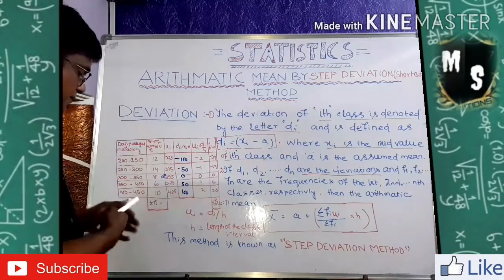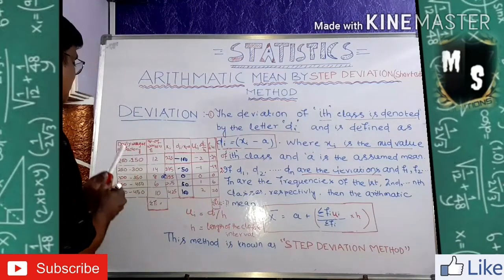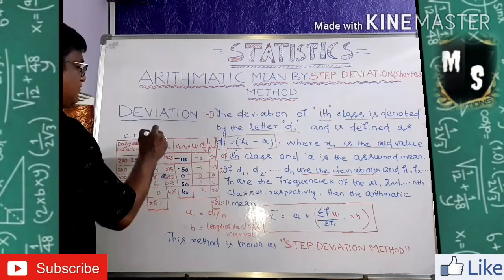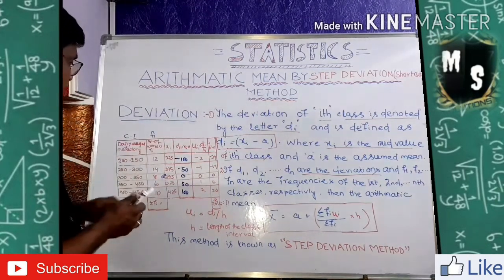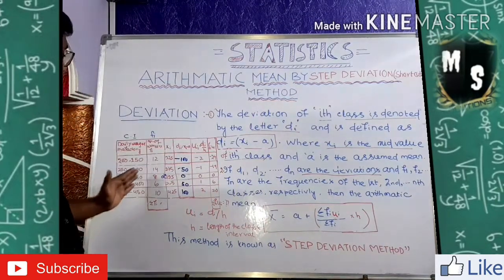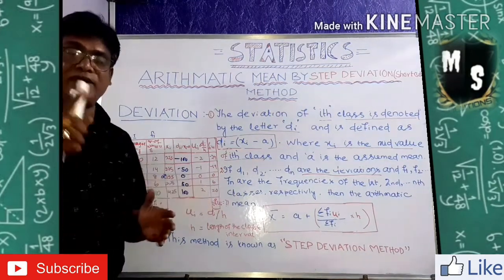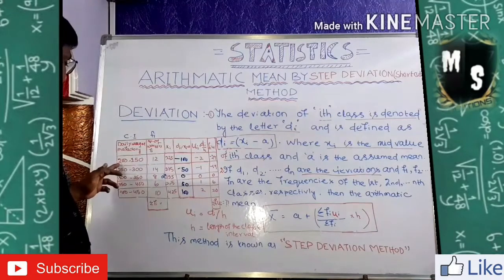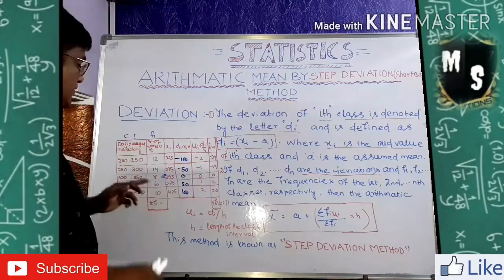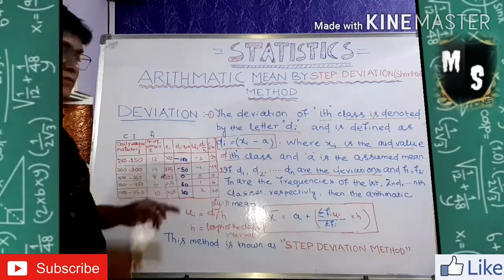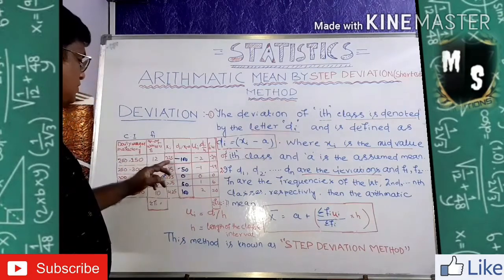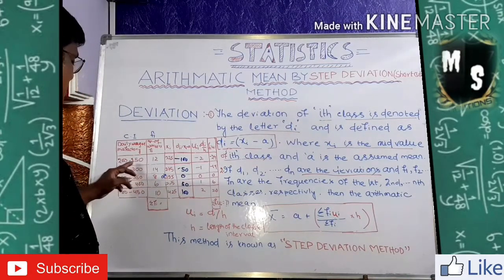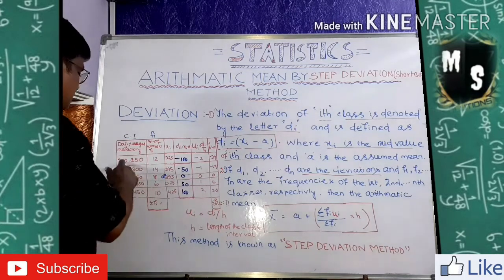This is our CI column. This is our CI, and this is our frequency, fi. So what do we have to find out? Here the observation column is not there, so we have to find out the observation column. How to find it? I said lower boundary plus upper boundary by 2, so 200 plus 250 is 450 by 2. It is 225. Like that, you are going to calculate.